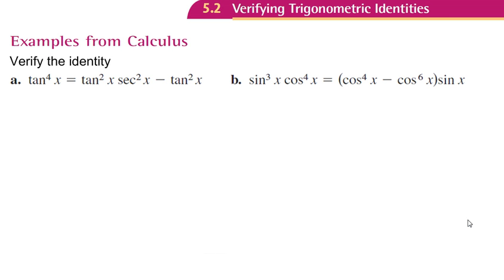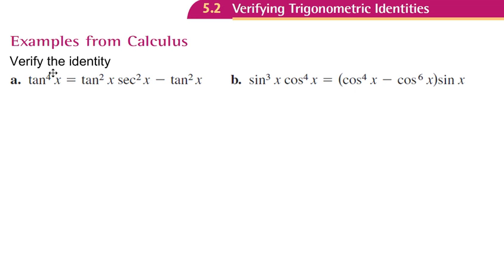Let's go ahead and verify these two problems here. The reason these are examples from calculus is that when you take calculus next year, you're going to find that you're able to rewrite trigonometric functions in a more complicated form. Why would you want to write tangent to the power 4 as tangent squared times secant squared minus tangent squared? It seems like you want to leave it this way. But when you start doing integrals and so forth, it just makes it a lot easier when you have them in this form. So you'll find that out next year and how it's much more helpful.